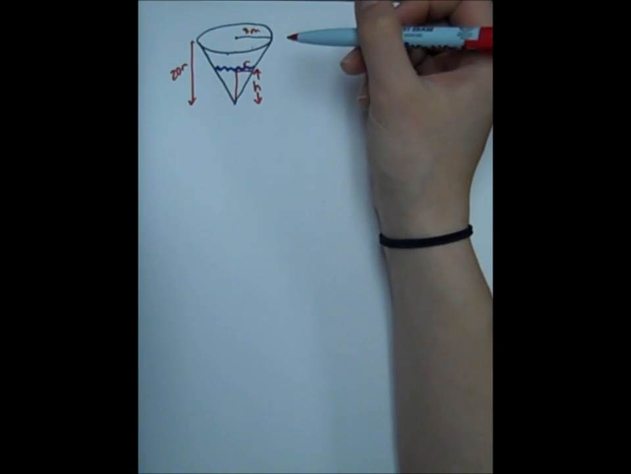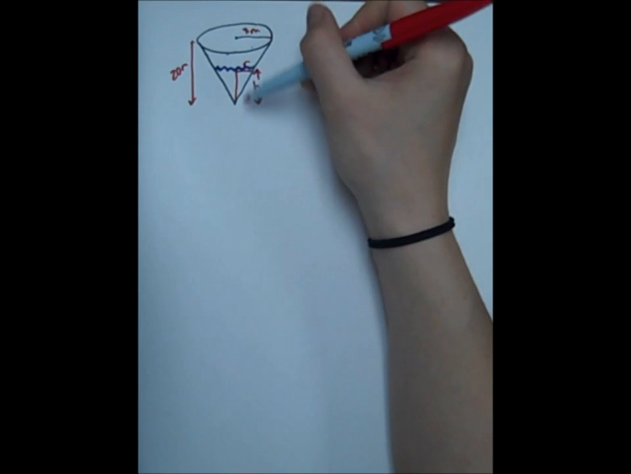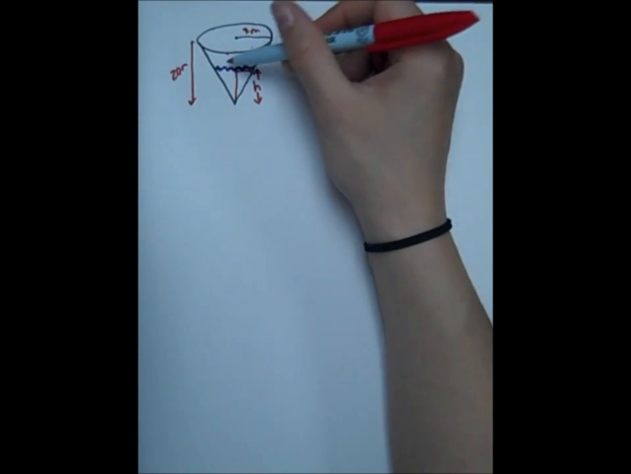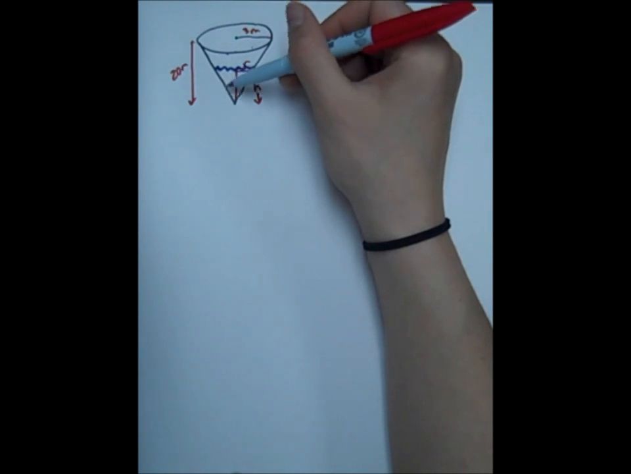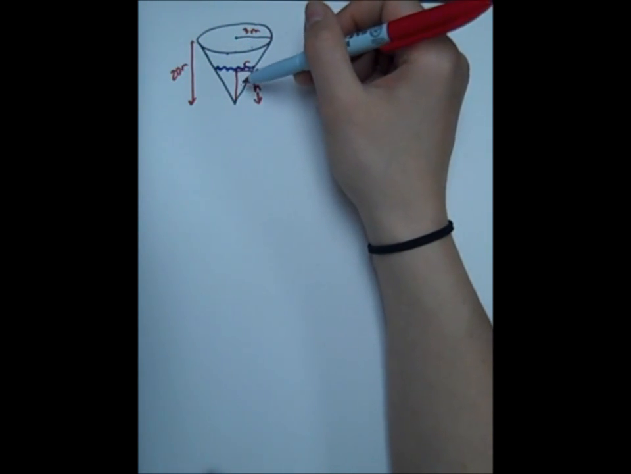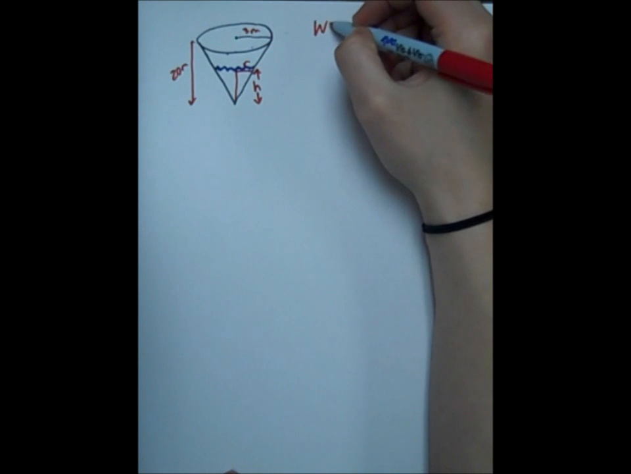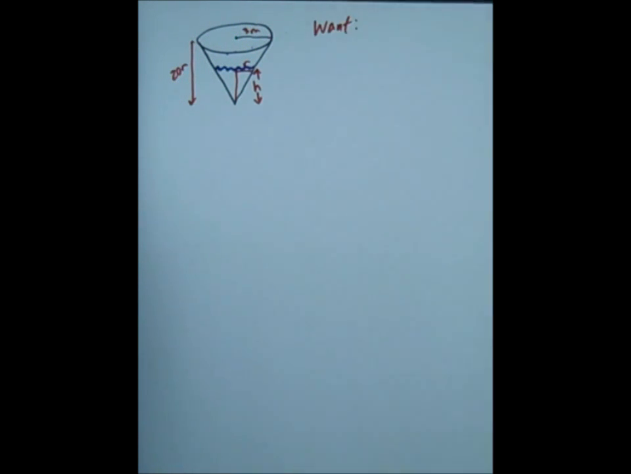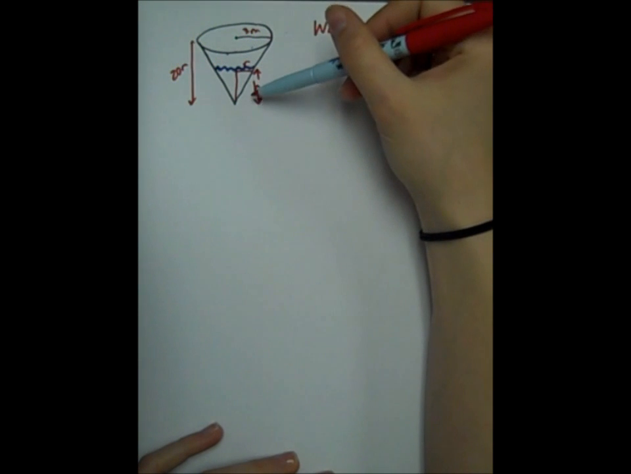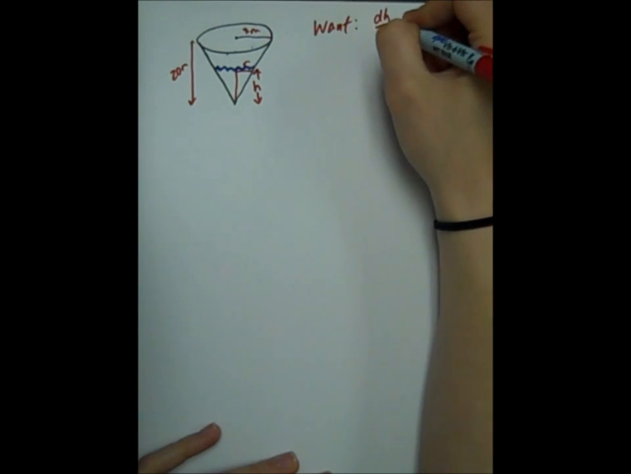So I think that's everything we know. In this problem, not only is the height of the water changing, but also the radius. That's because the volume is dependent upon the height and the radius. So what do we want in this problem? The problem says, how fast is the water level rising? So in terms of this problem, we're looking for dh/dt.